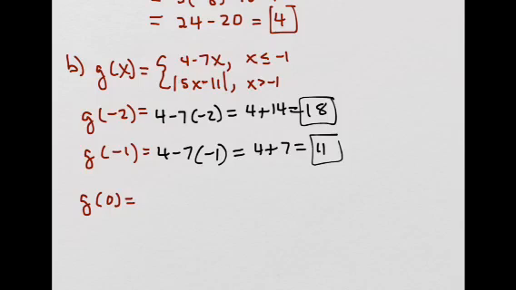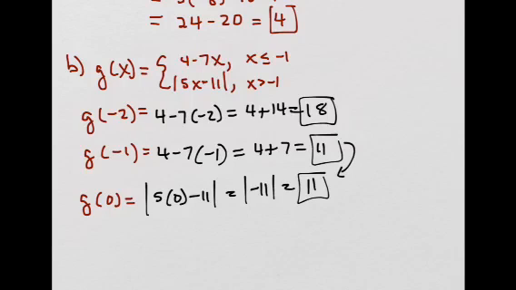For the third piece, it's g of 0. And so again, you check, where is 0 here? Is 0 less than or equal to negative 1? Nope. Is 0 greater than negative 1? Yes, it belongs right here. So that means we're going to use this piece of the function. So we have absolute value of 5 times 0 minus 11. And so we get absolute value of negative 11, which is 11. And it's okay to get the same y value for different x values. That's fine. Okay?